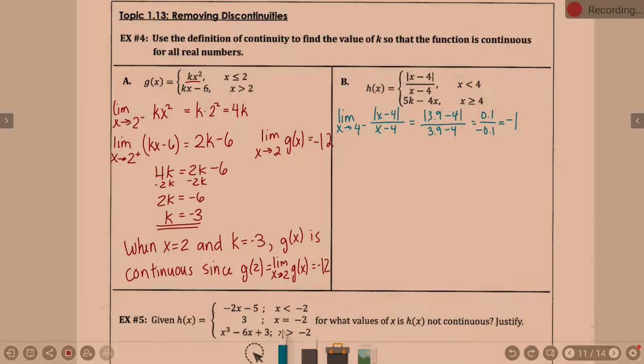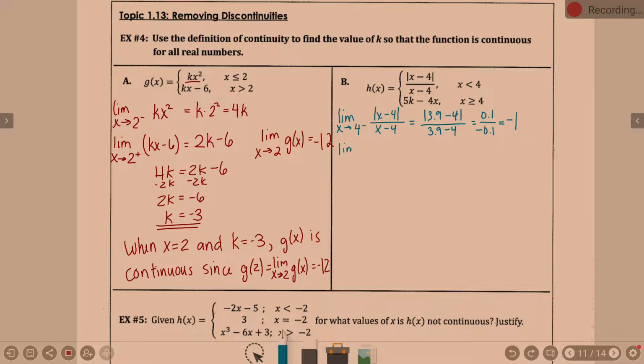Basically, we've seen this a couple of times, haven't we? When the absolute value is on top and not on bottom, but you've got the same factor, it's either going to go to 1 or negative 1. If it's coming from the right, it's going to go to 1. If it's coming from the left, it's going to go to negative 1. Okay, so just kind of be aware there.